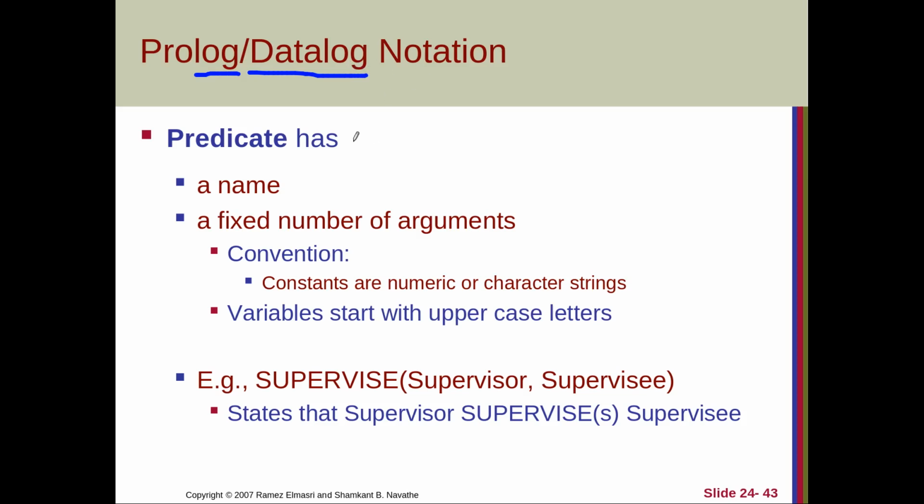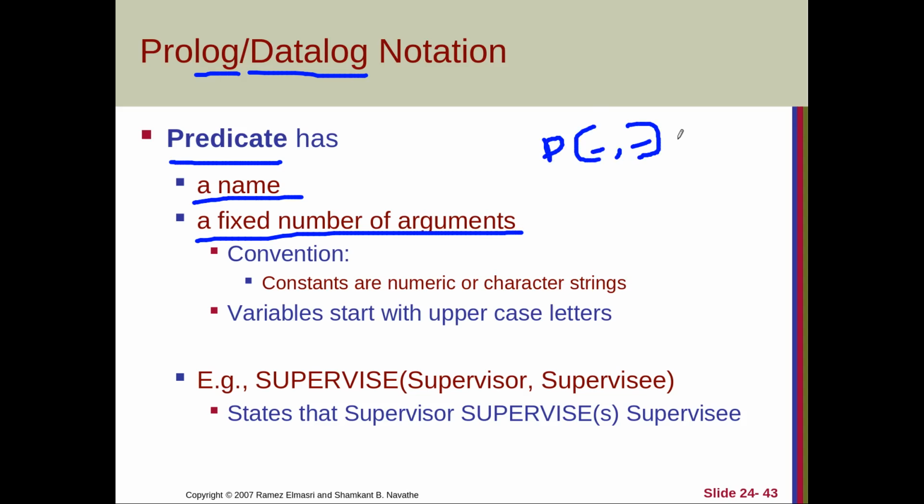Now these two, Prolog and Datalog, consist of predicates. All the notations in Prolog are in the form of a predicate, which has a predicate name and a fixed number of arguments. This is the format of representing a predicate. A predicate name, P, we can give any name, then we will have some number of arguments depending on the situation.